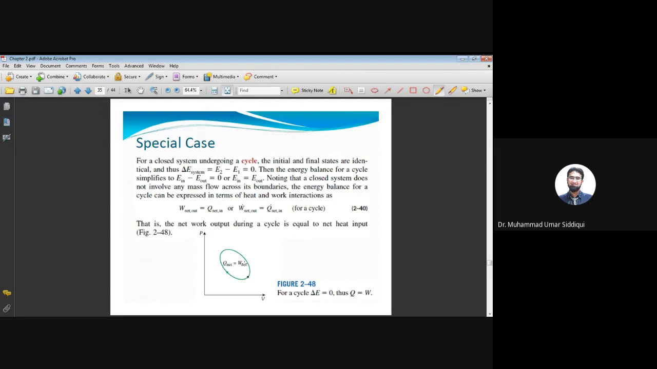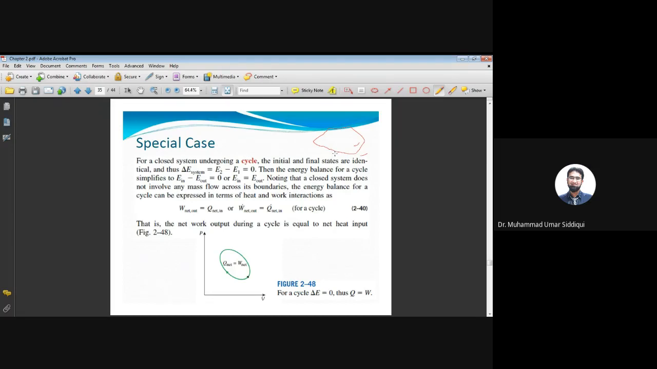Okay, let's talk about a special case for a closed system undergoing a cycle. When we say thermodynamic cycle, cycle means whatever the initial state will be, the final state will be the same as the initial state, because a cycle means it starts at one point and then after following through multiple processes, it ends up at the same point. So if I say what is the initial and what is the final, it's the same point. So initial and final same point means all the initial energy and all the final energy will be the same.